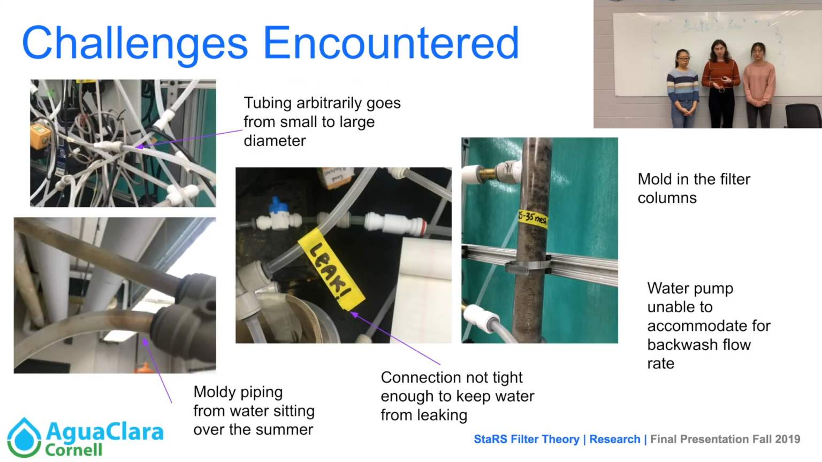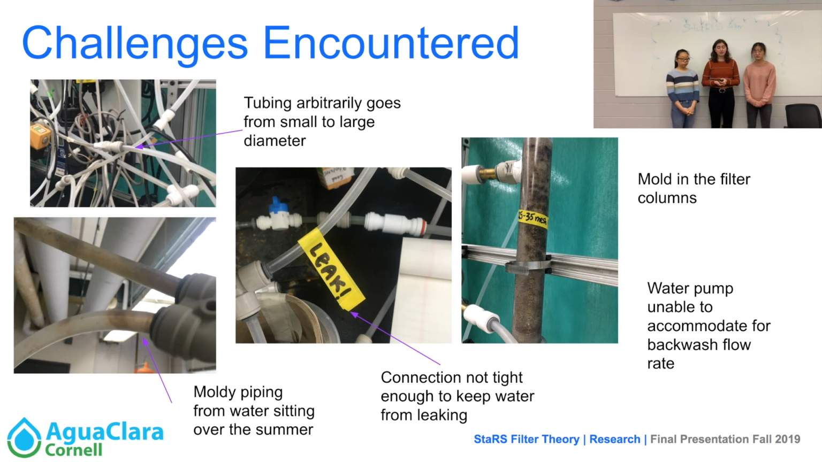Some other challenges that we saw were that the piping used in the apparatus was an inconsistent diameter. So the tubes would arbitrarily go from smaller diameter to larger diameter, which would change the pressure in the system. And the apparatus had water flowing to all three filters at once, but the tubing was inconsistent, so the pressure in each filter would have been different for each one.